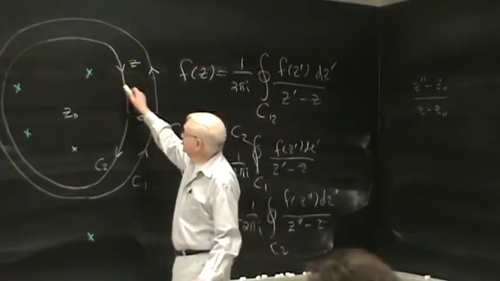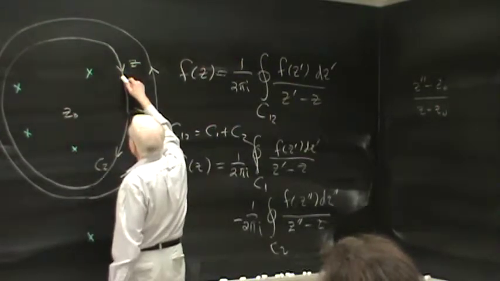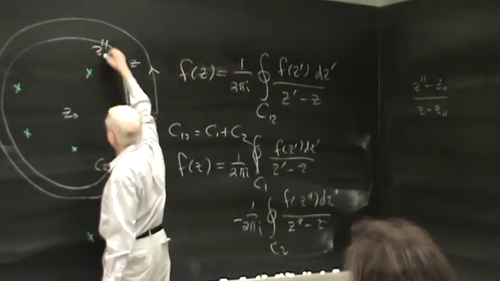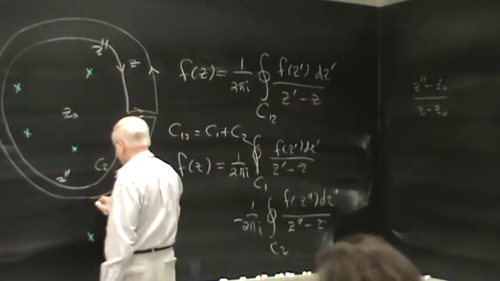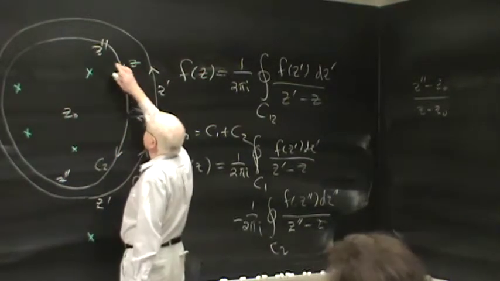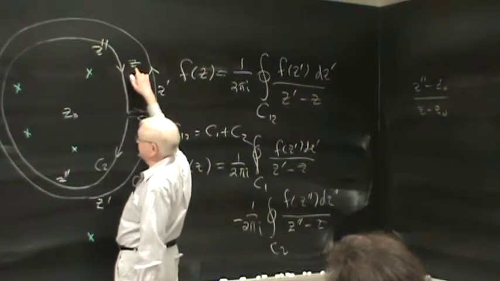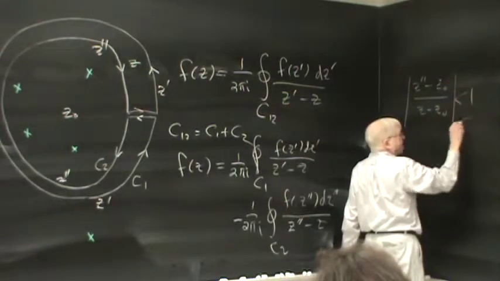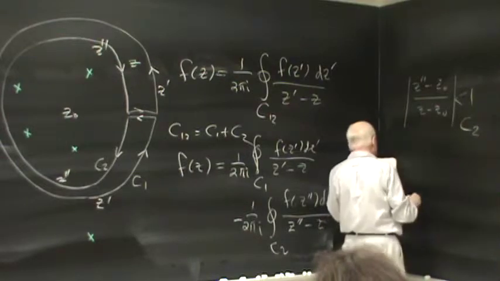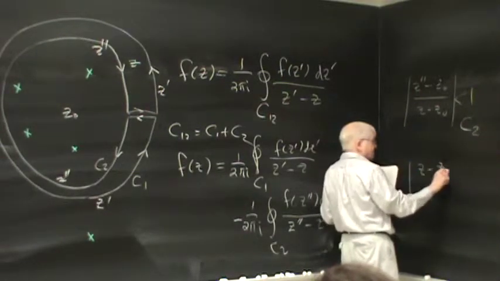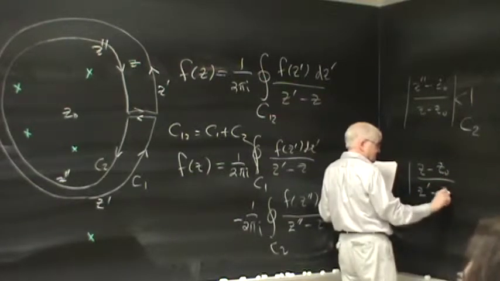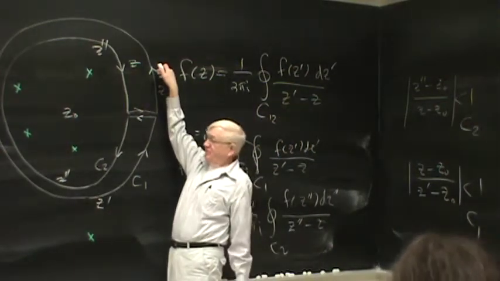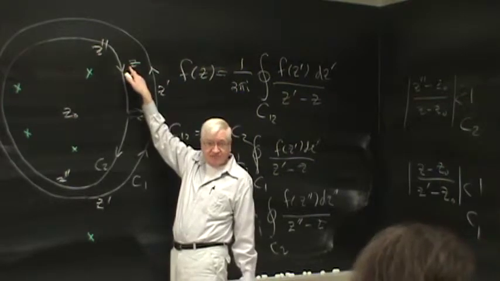On the C2 contour, this one is z'' and this one is z'. So z'' is closer to z0 than z is, and so we've got that this ratio is less than 1 on C2. On the other hand, on C1, we have z minus z0 is less than z' minus z0. So on C1, the points z' are farther from the common center than z is.